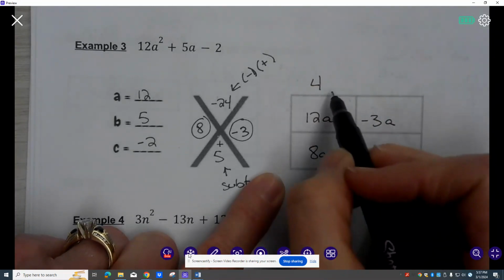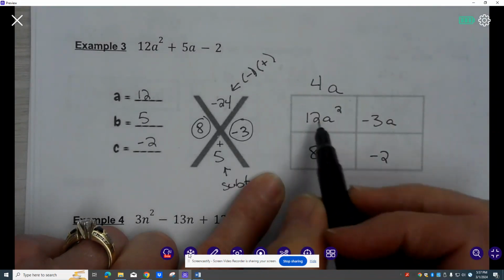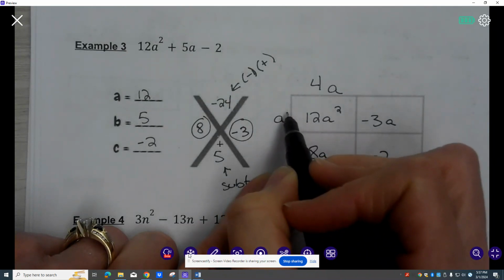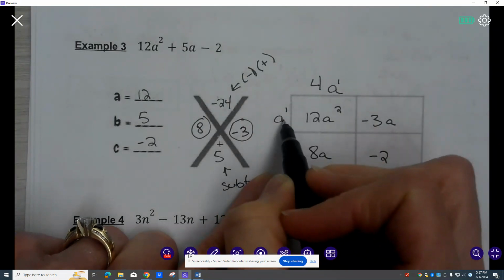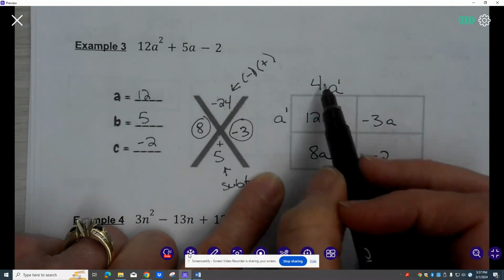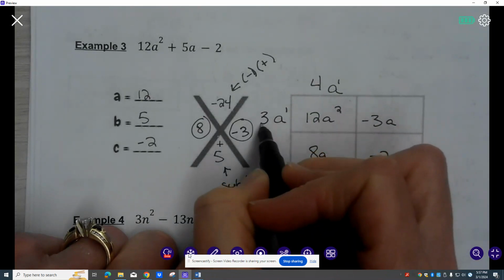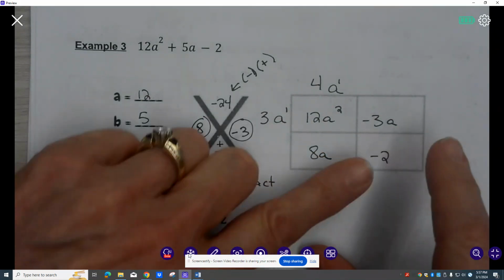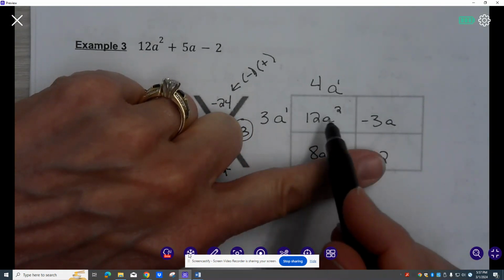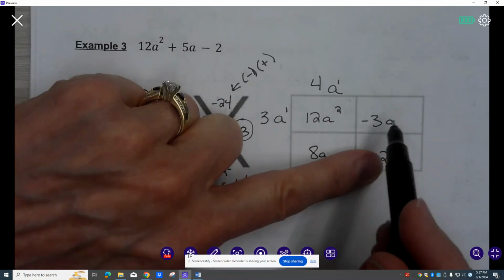I know if I have two A's in this column, I'm going to have an A here. If I have two A's in this row, I'm going to have an A here. So A to the first times A to the first gets me my A to the second. And 4 times what will get me 12? That needs to be a 3. And again, if you check across this row, a common factor of 12 and 3 is 3.